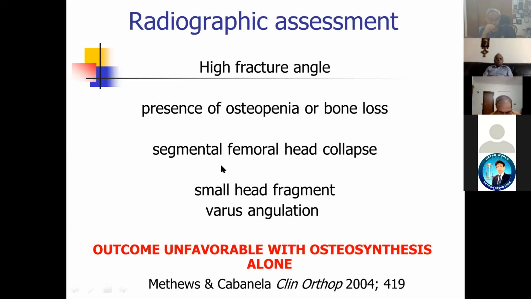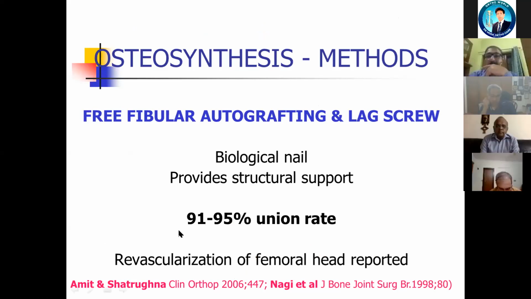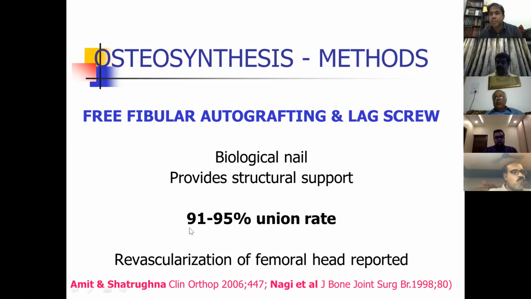Presence of osteopenia or bone loss, when the head is small or there is varus angulation, the outcome is unfavorable with osteosynthesis alone. So you have to devise some other method. Now in this country, and even internationally, fibular autograft with lag screw fixation has also become prominent. There are papers from India by Nagi et al., Professor Yadav, and so many other authors. Union rate is 91 to 95%.